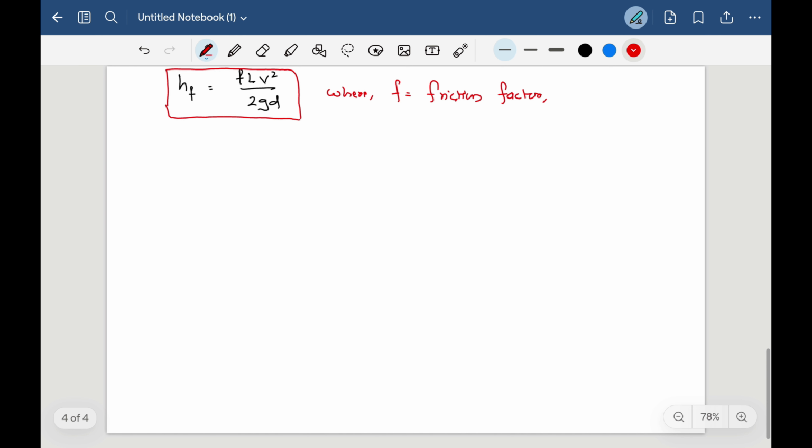Very important concept as far as the fluid flow is concerned. L is equal to length of the pipe, D is equal to diameter of the pipe, V is equal to velocity of the fluid in the pipe.